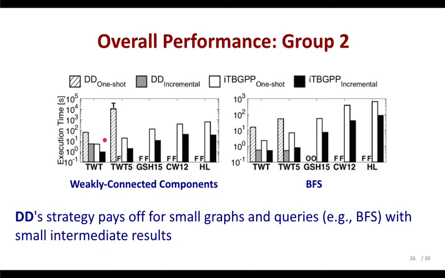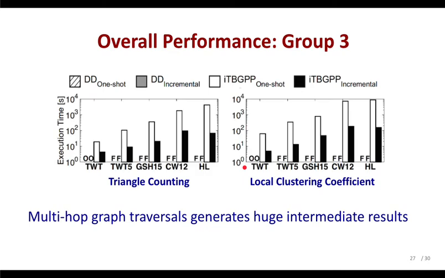These are for group 2 queries, and we observe similar trends, but note that for BFS, DD's incremental computation is slightly faster than iTurboGraph. This is because BFS generates small intermediate results. Now we show the group 3 results. Multi-hop graph traversals involve self-joins of edge tables, and they generate a significantly large amount of intermediate results. Therefore, only iTurboGraph can process up to the largest graphs.